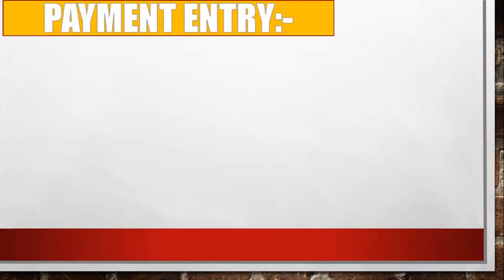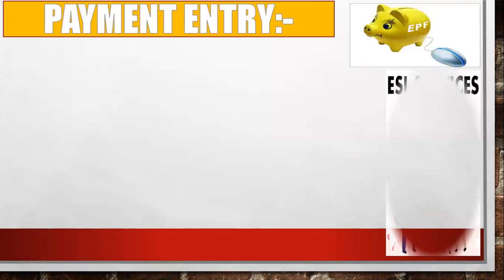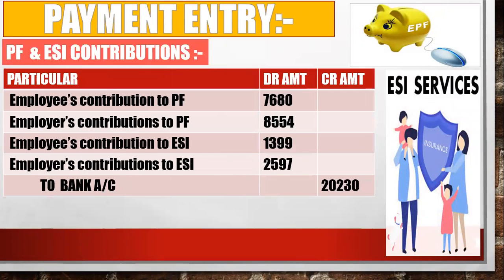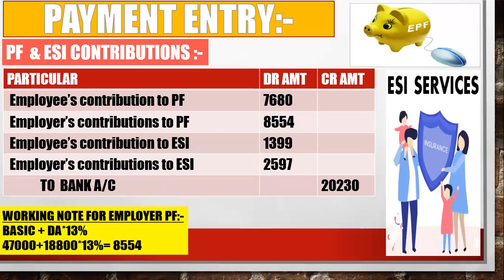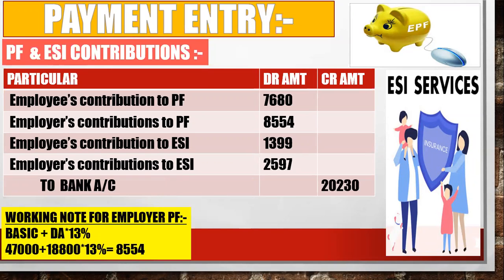Okay, so we will see the payment entries one by one. This is the payment entry for PF and ESI that I have taken over here. You can see employee contribution to PF. This was given in the question. And employer contribution to PF, you have to calculate at 13% of your gross basic plus DA. Here I have given you a working note also. Your basic amount plus DA amount into 13%.